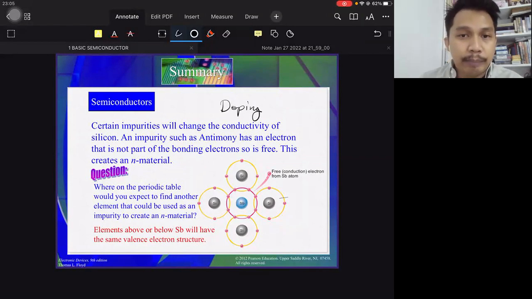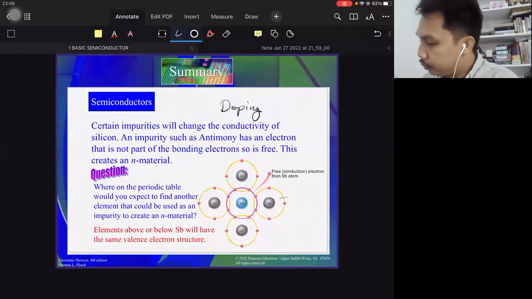Each pentavalent atom forms covalent bonds with 4 adjacent silicon atoms. 4 of the antimony atoms' valence electrons are used to form the covalent bonds with silicon atoms, leaving 1 extra electron.